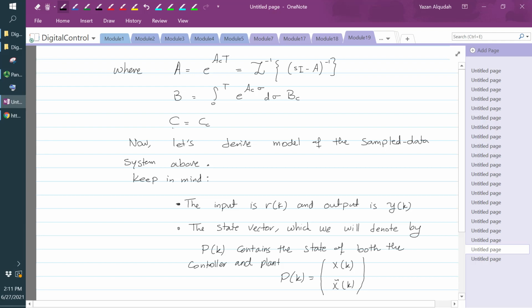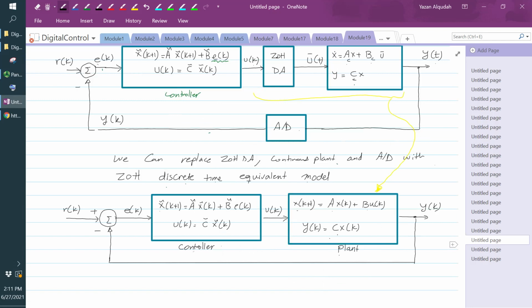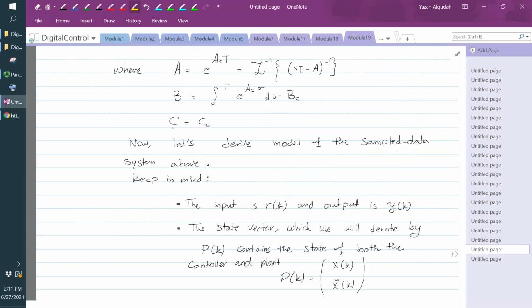Now what we're going to do is derive the model for the sampled data system above. We're going to consider our input. As we see here, the input is r of k. Even though this subsystem has an input e of k, and this subsystem has an input u of k, for the overall system the input is r of k, and the output of the overall system is y of k.